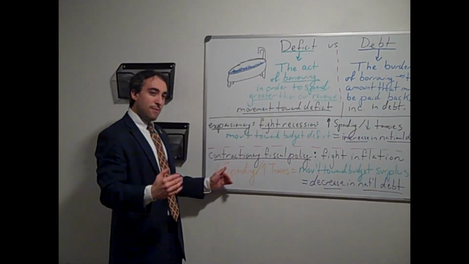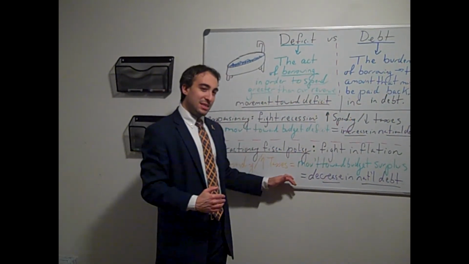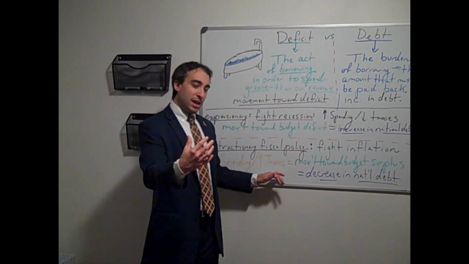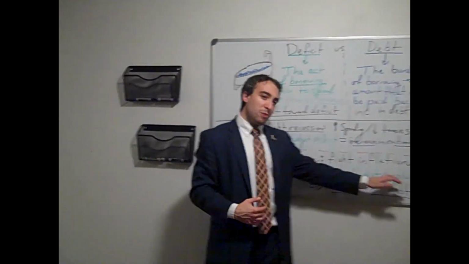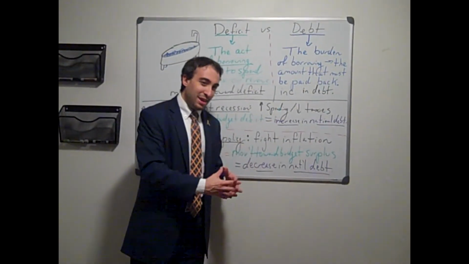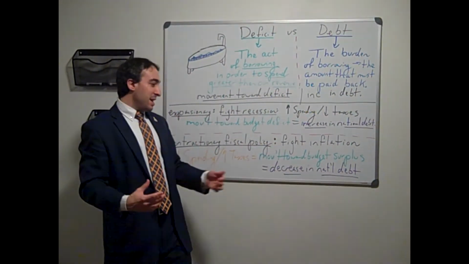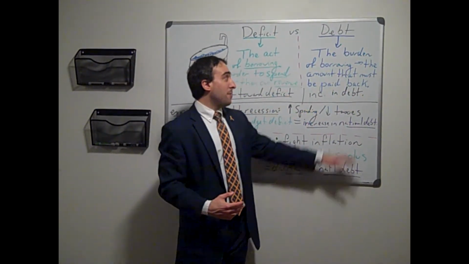To do this, the government will decrease spending and increase taxes. Now the government is earning more than it spends. This is called a movement toward surplus, and we could assume that now that the government has extra money, one of the things it can do with that money is to decrease the national debt, to start paying off that debt burden.